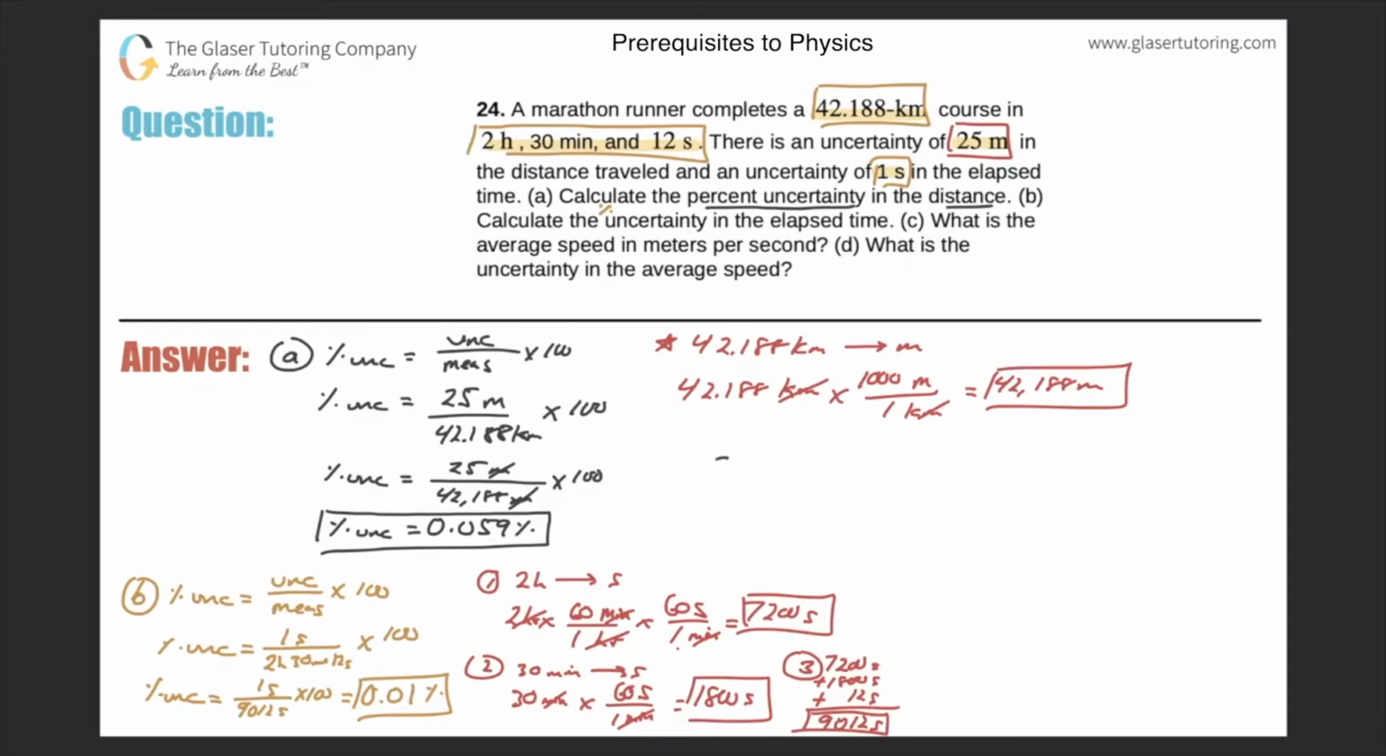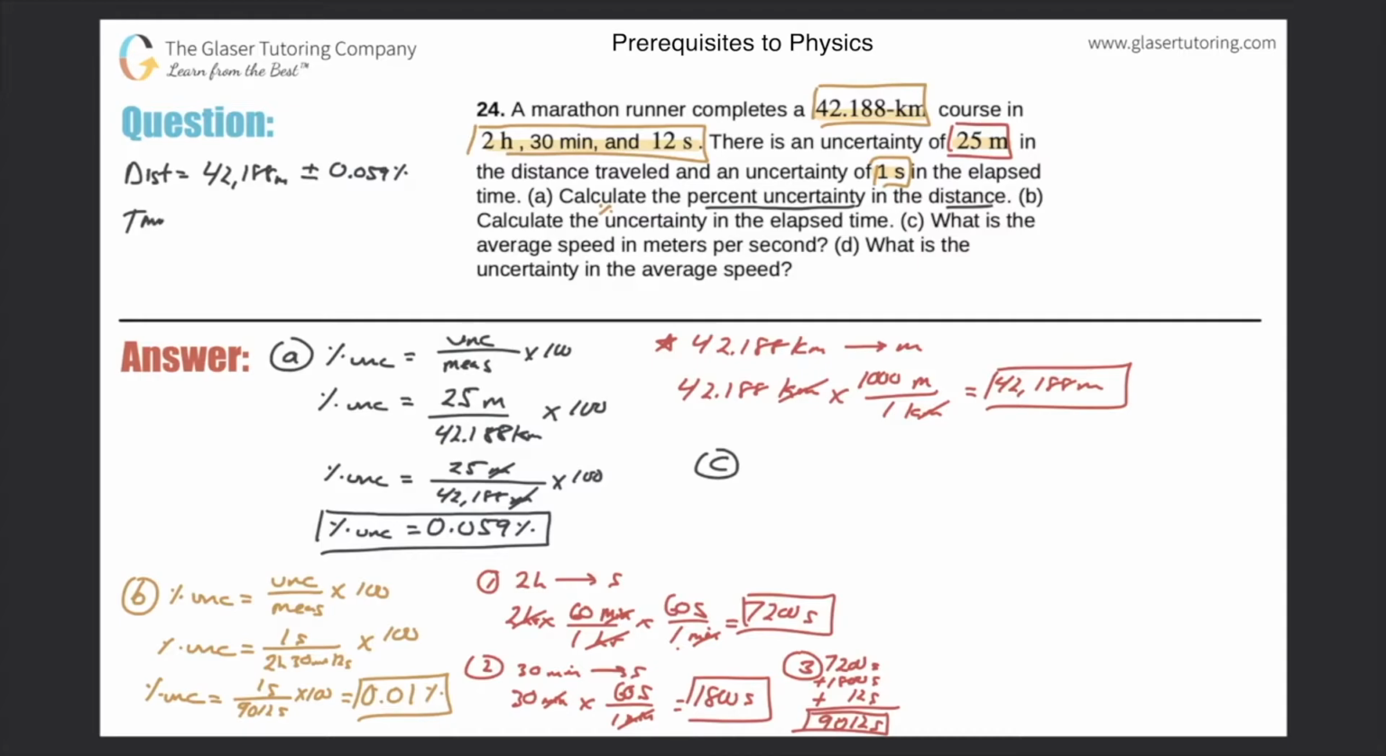Okay, so now letter C. So letter C, it says, what is the average speed in meters per second? Okay, so let me see. Let's write down what we know, right? So actually, let me write down the measurements associated with their percent uncertainties, okay? So I'm going to do that here on the upper left. Okay, so for the distance, we have a value of 42,188 meters, right? Plus or minus 0.059%. As well, 0.059% of what? Well, percent of this. Okay, I'm just going to leave it though in terms of percent for now.